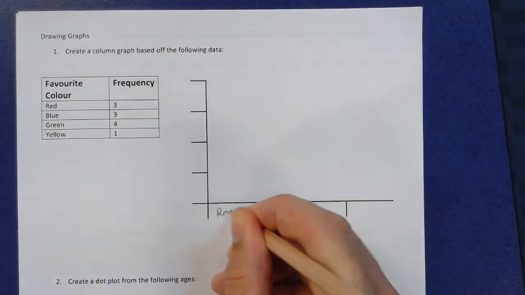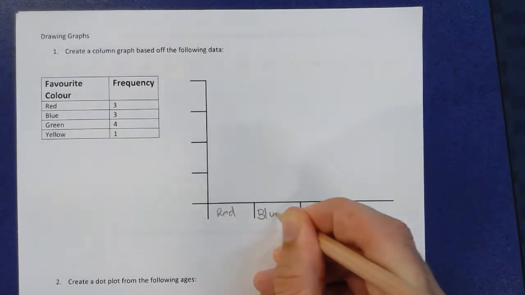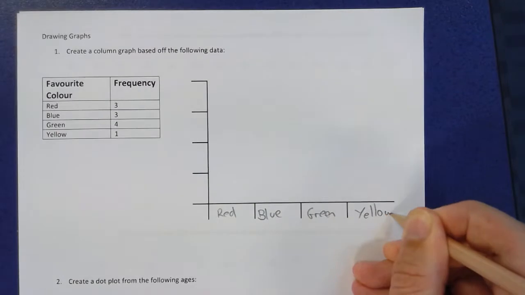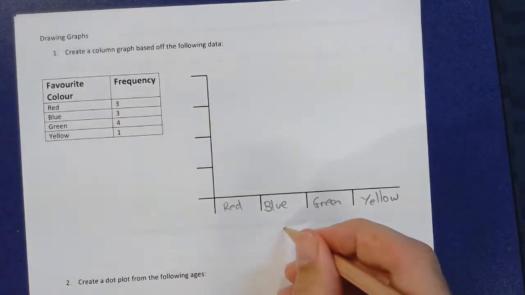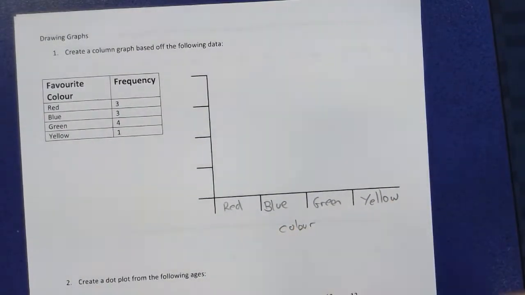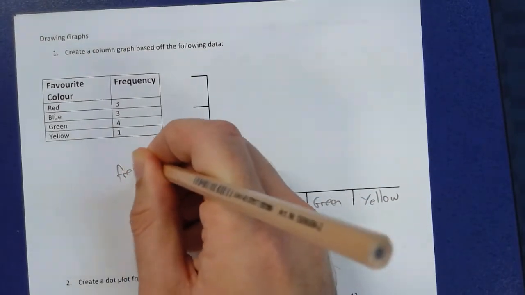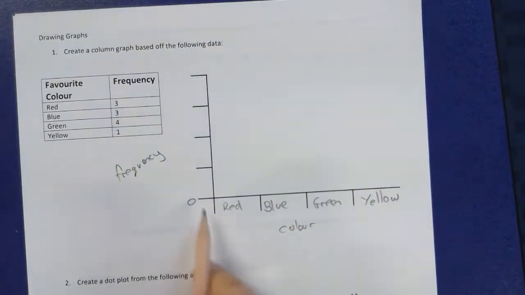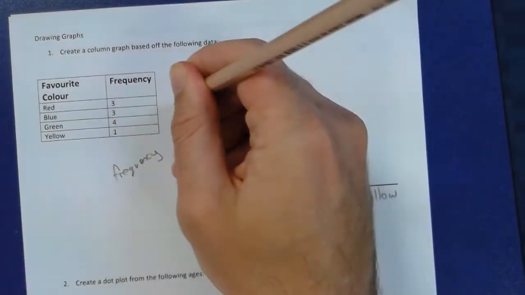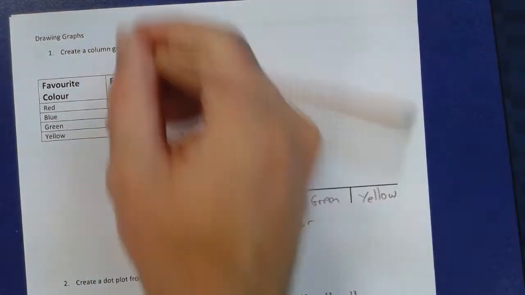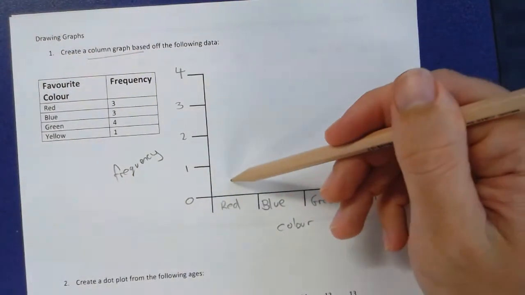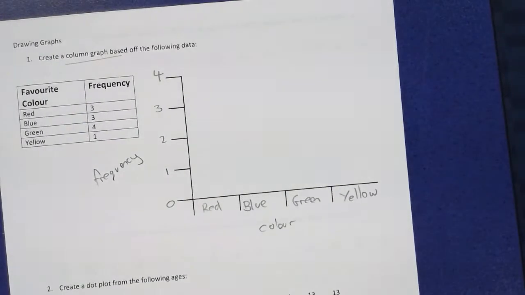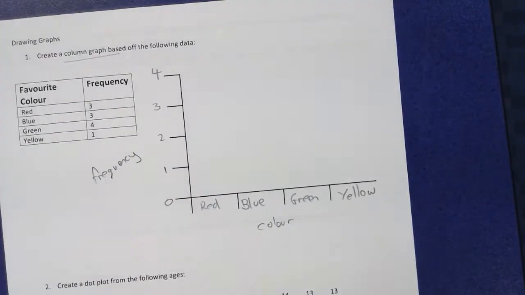So we have red, blue, green, and yellow, and frequency always goes up the side. So this is obviously color, and frequency always goes on your vertical axis. Now frequency goes from 0, which is always on the bottom, and then we go 1, 2, 3, 4. Now a column graph are columns. Now you don't see columns sticking to each other, do you? Because that would be a wall. So columns have gaps between them.